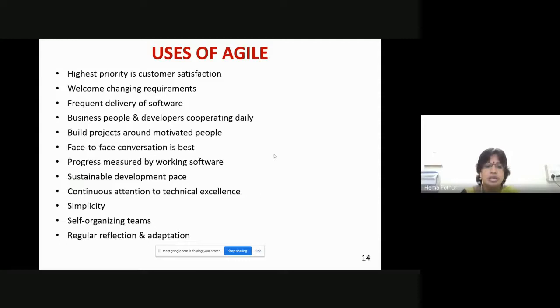And continuous attention to technical assistance. If there is any problem occurring, you need to have people assisting with technical assistance. And simplicity of the product. You cannot keep on designing a much more rigid product, because agility won't sustain in that case. The product should be simple.